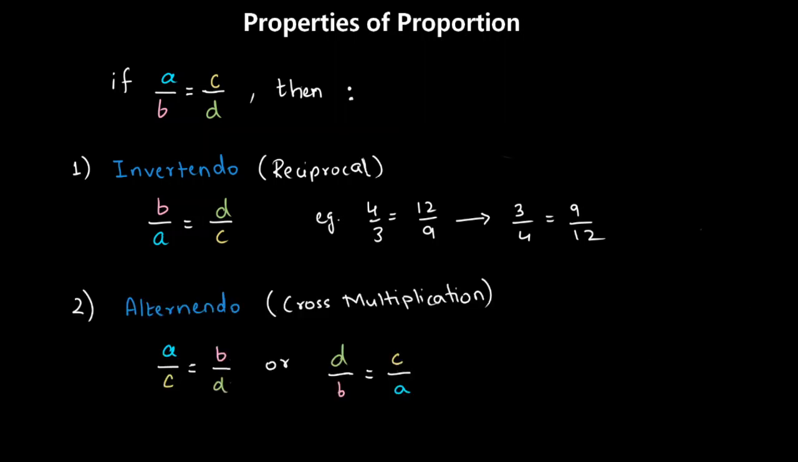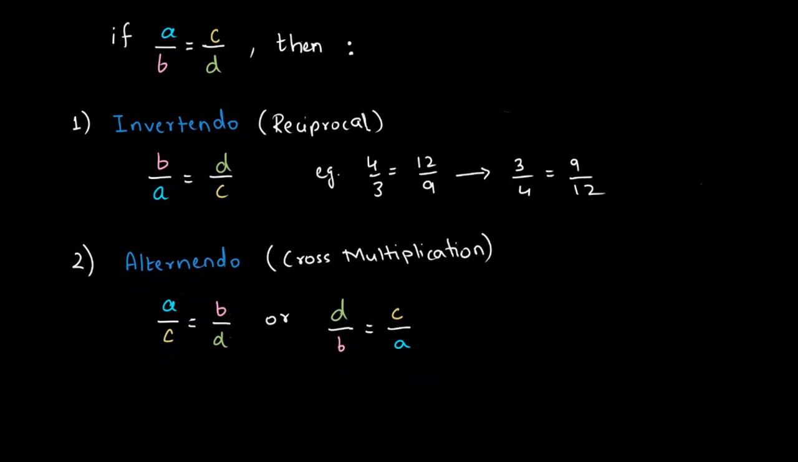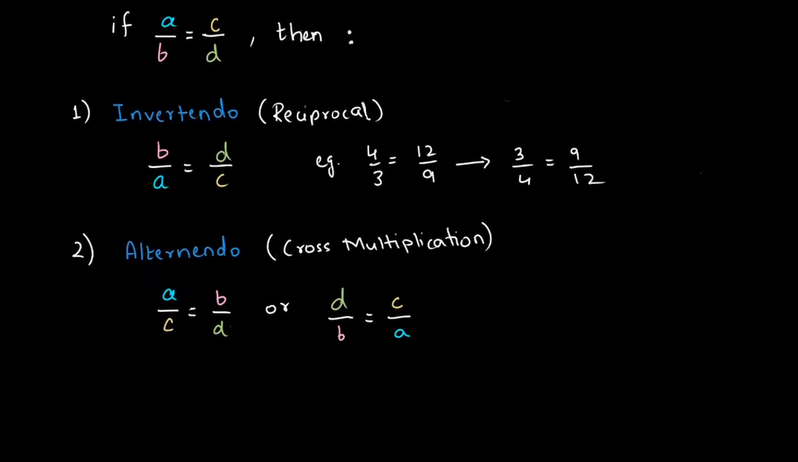The next property we have is alternando, which is basically just the property of cross multiplication, right? So if we have A upon B is equal to C upon D, then if I cross B and C, I get A upon C is equal to B upon D, or if I cross A and D, I get D upon B is equal to C upon A.